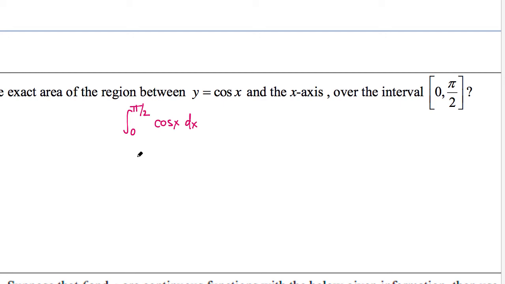So I'm just going to take the integral of cosine of x. Well, that's actually something really easy because the derivative of sine of x is cosine of x. So the antiderivative of cosine of x must be sine of x. And then I'm just going to evaluate this from 0 to pi over 2, my upper bound minus my lower. So I have sine of pi over 2 minus sine of 0. The sine of 0 is 0, and the sine of pi over 2 is 1. So my answer ends up just being 1.